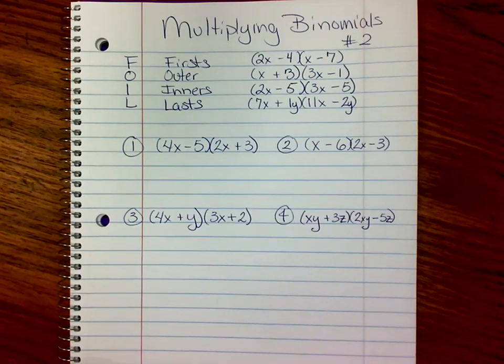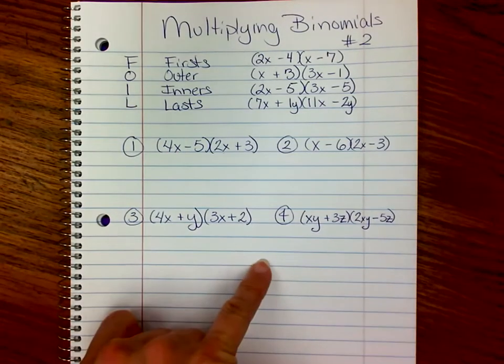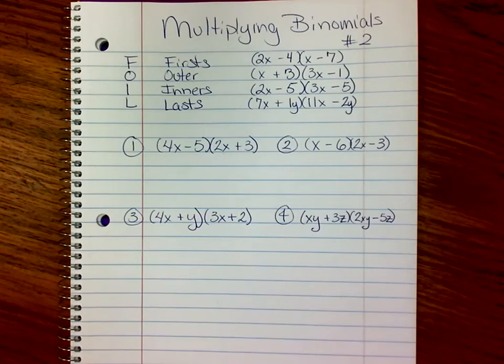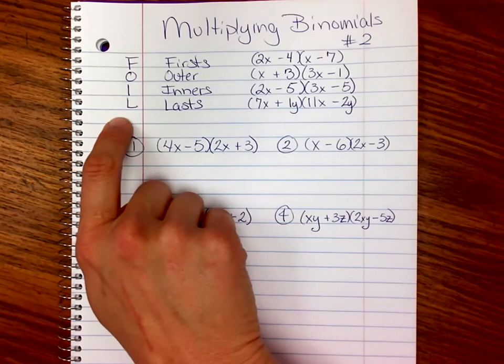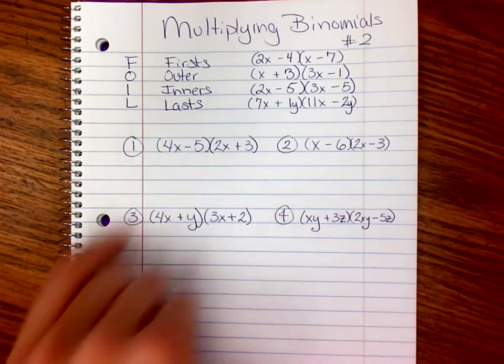Notice that these binomials have coefficients in front of the x's, so the last ones we did were really basic ones. But again, I'm going to review what we talked about with FOIL. Some people teach this way to multiply two binomials. So FOIL is an acronym. It stands for firsts, outers, inners, lasts.